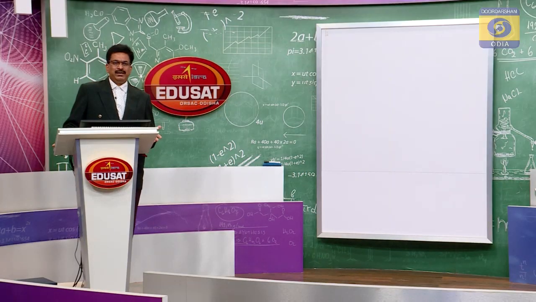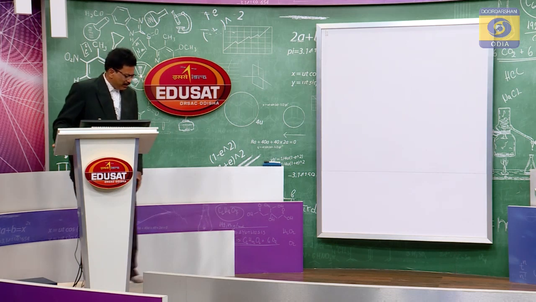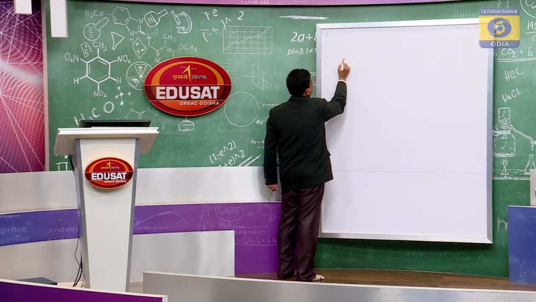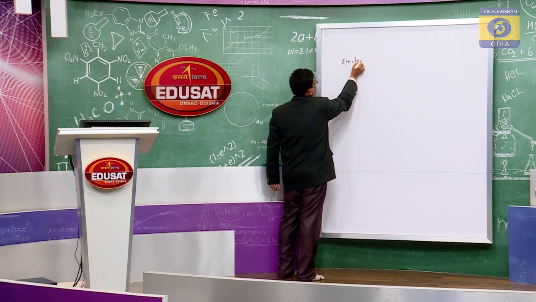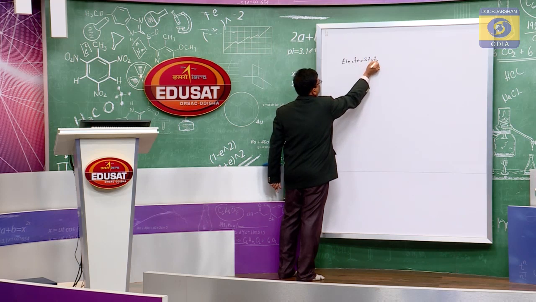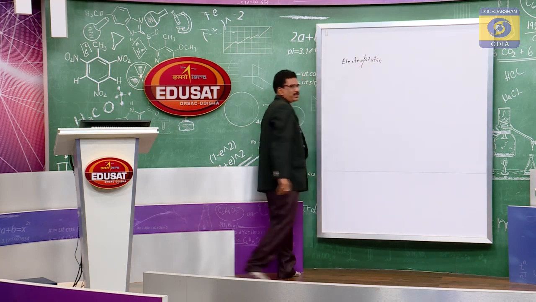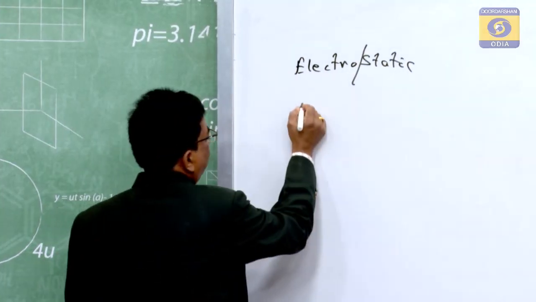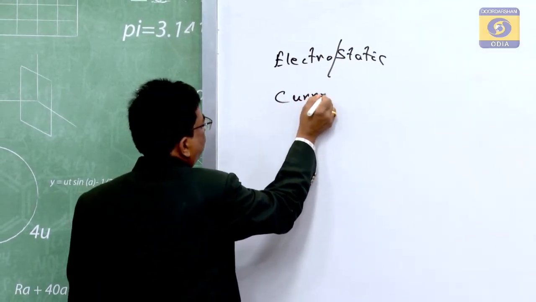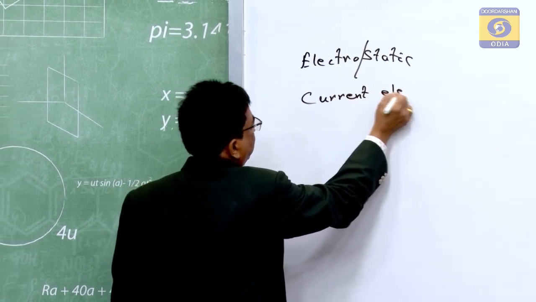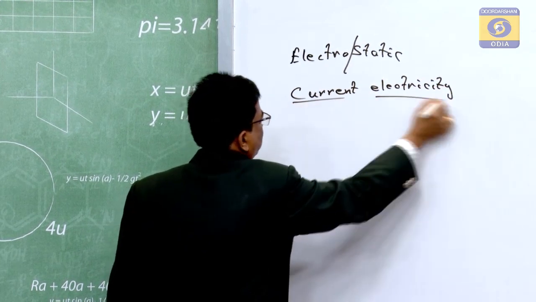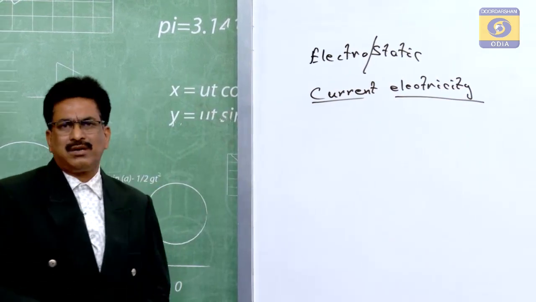Electrostatic contains the words electro and static. That means electrons at rest is known as electrostatic, a combination of two words: one is electro, the second one is static. And here we are going to discuss current electricity, which also contains two words: one is current, the second one is electricity.